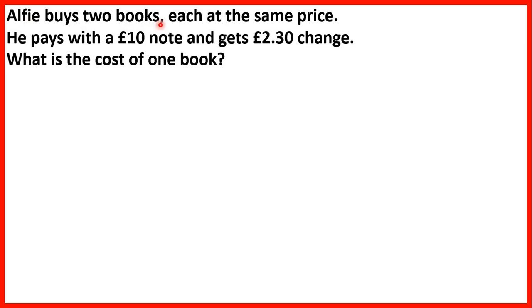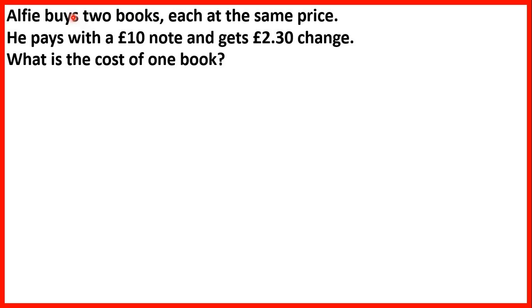Alfie buys 2 books, each at the same price. He pays with a £10 note and gets £2.30 change. What is the cost of 1 book? So we know that he buys 2 books, and first we can work out how much he spends and then divide by 2 to find the cost of 1 book.